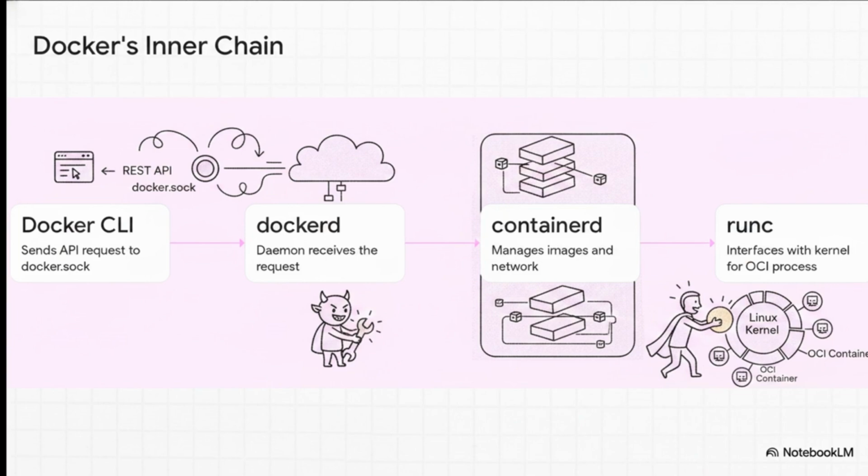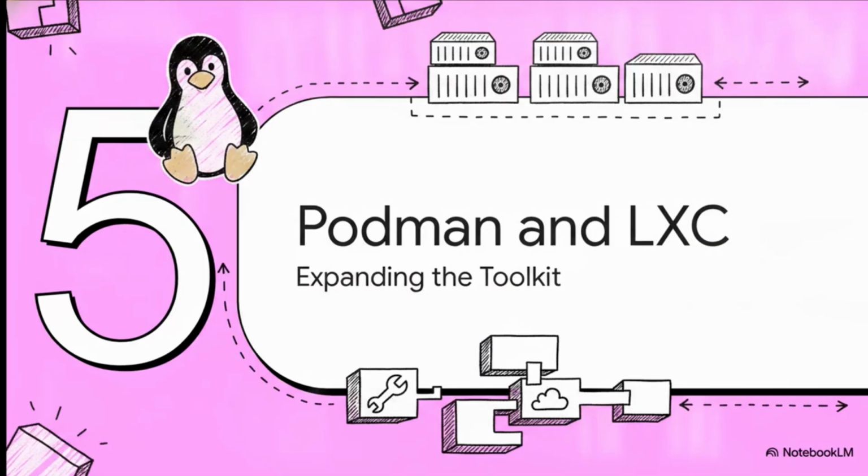Let's look at how Docker actually orchestrates this by tracing the command chain right under the hood. When you type docker run, your Docker CLI sends a request via a REST API to the docker.sock file. This talks to the Docker daemon. But here's the massive twist. Docker doesn't even run the container. Not at all. It hands the job off to Containerd, which manages the images and networking. Then Containerd hands it down to a tiny tool called Runc. And Runc is the thing that actually interfaces with the Linux kernel to create those namespaces and C groups for the final container process.